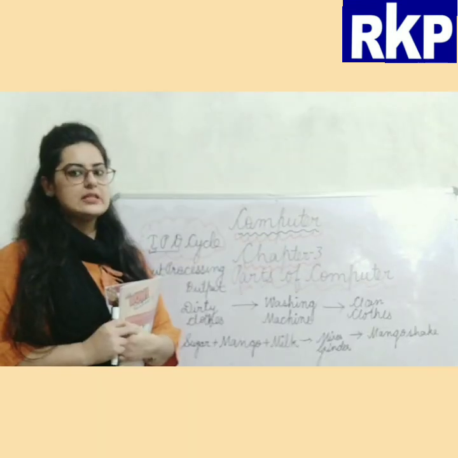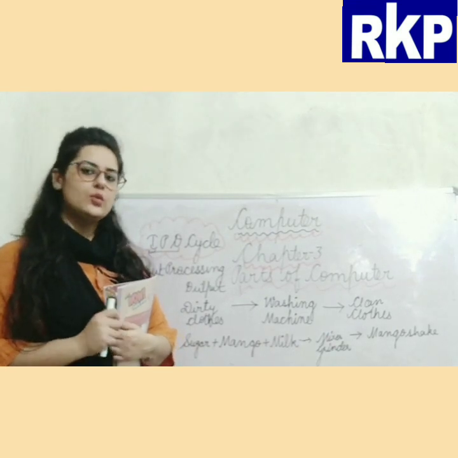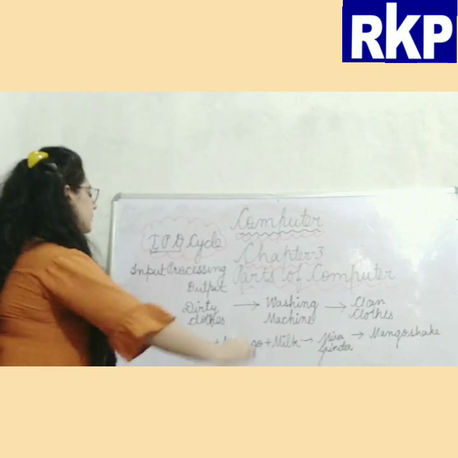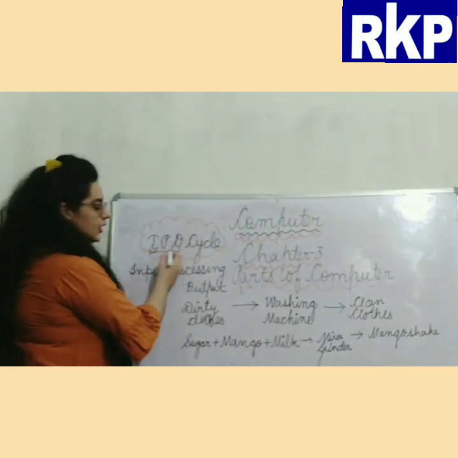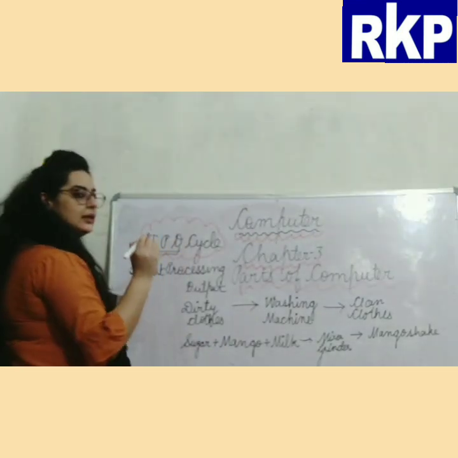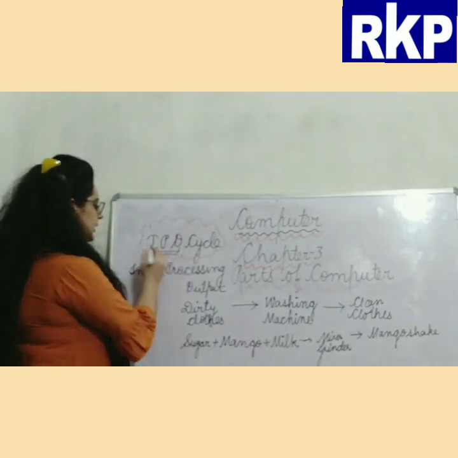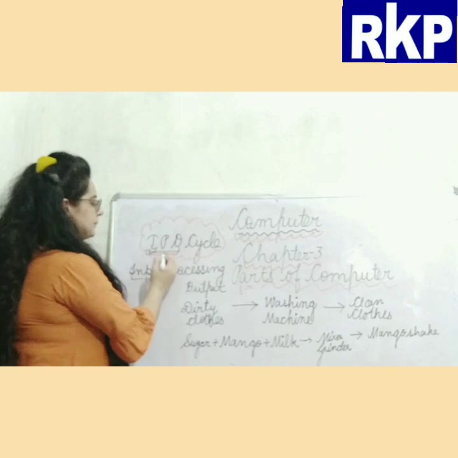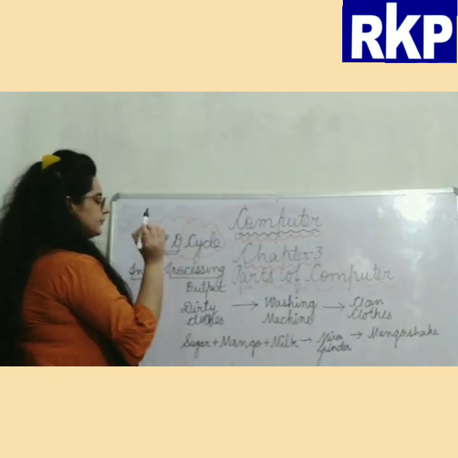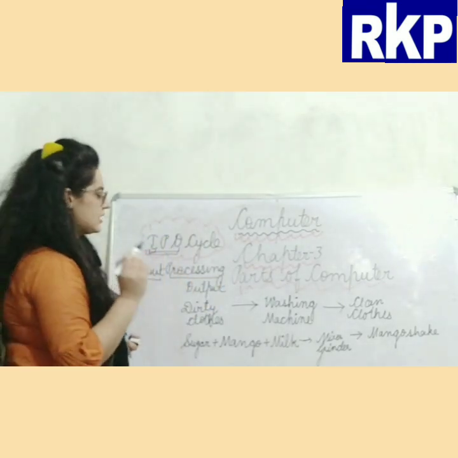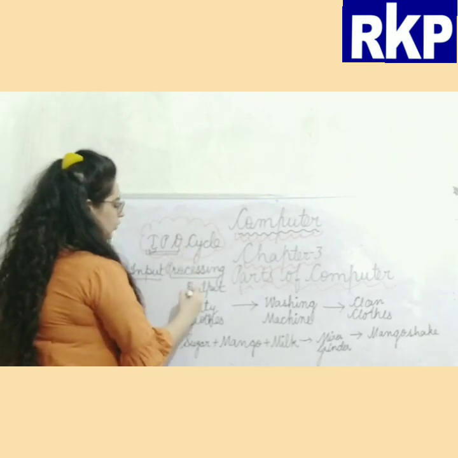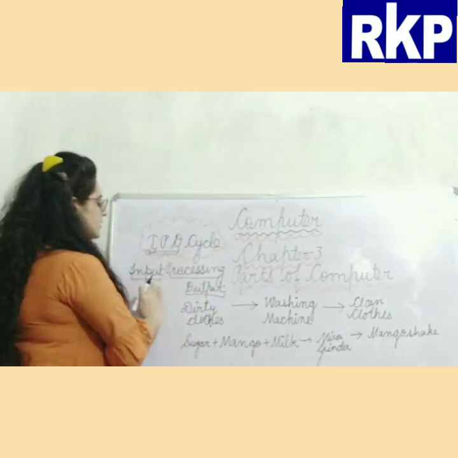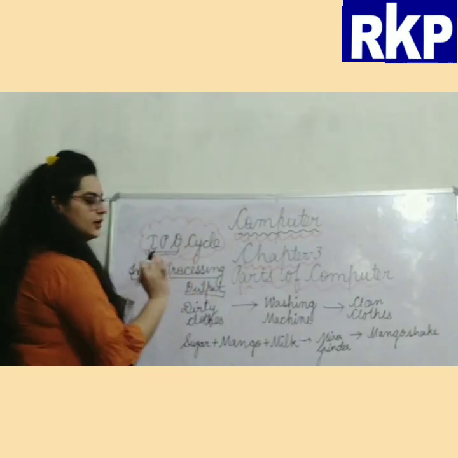Okay. We will understand how a computer works. A computer works on the concept of IPO cycle. I stands for input. P stands for processing. Next is O. O stands for output. Okay. So the full form of IPO is input, processing and output.